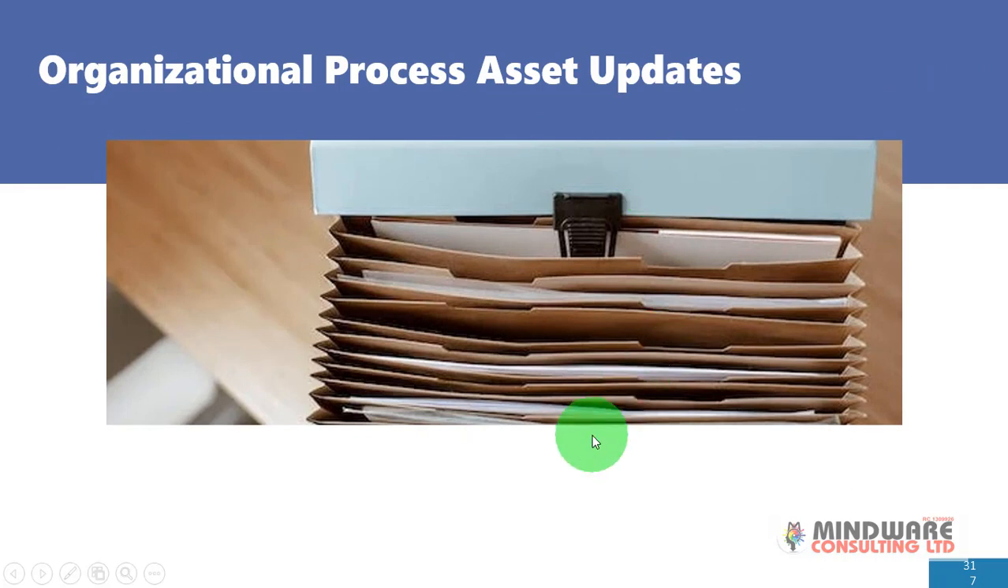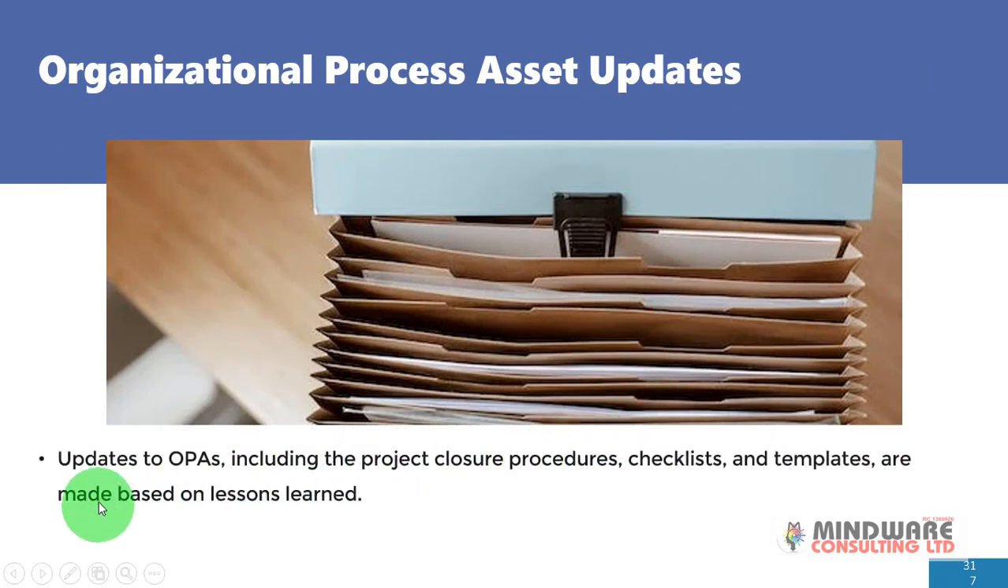Next is organizational process asset updates. So updates to organizational process assets, including the project closure procedures, checklists and templates, are made based on lessons learned. So all the documents that you have in the company archives have to be updated. All right, you have to update all of them and get them up to speed based on the findings and the lessons learned from the project that has just been concluded, for future references.